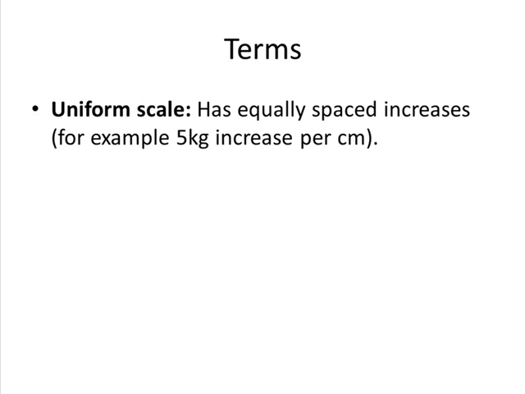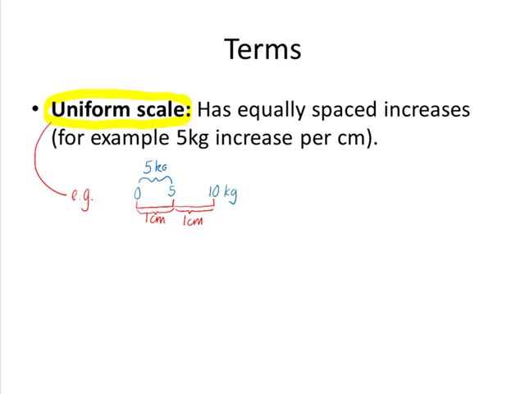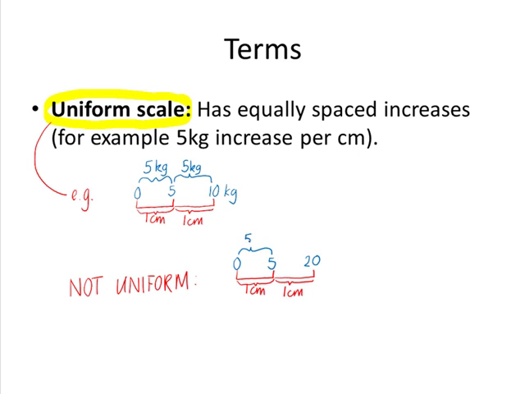When you draw a graph, you must make sure you use a uniform scale. A uniform scale has equally spaced increases. So for example, every centimeter might stand for 5 kilograms. You can't have 1 centimeter standing for 5 kilograms and then the next standing for 15 and the next for 7. That would not be uniform.